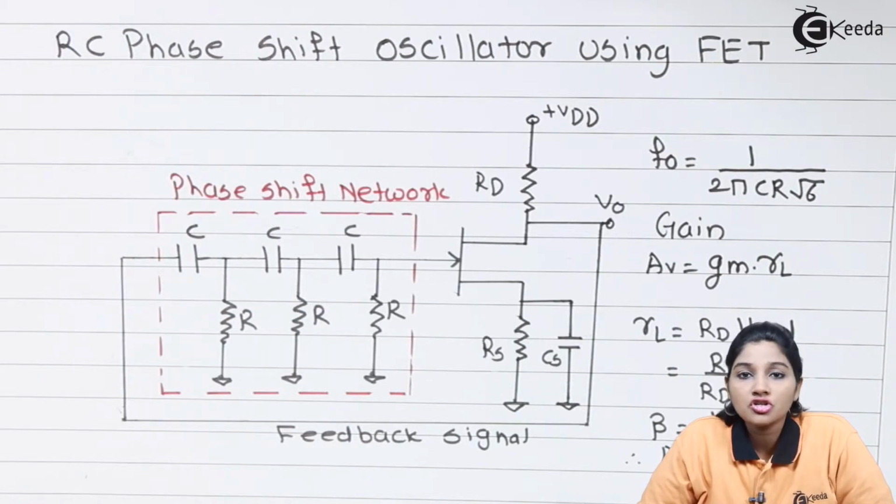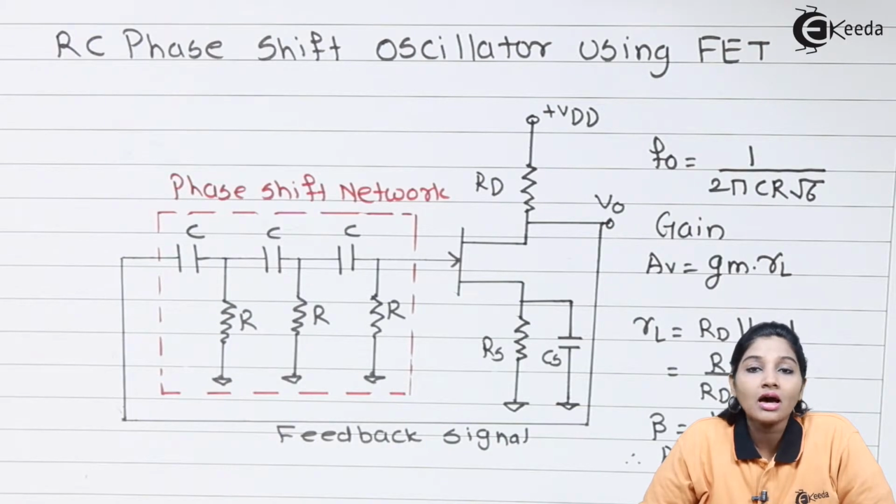Therefore, the additional phase shift is required to be provided by another network that is called the RC phase shift network. We know that each RC phase shift network provides a phase shift of 60 degrees. Therefore, if we connect three RC phase shift networks, then it provides a phase shift of 180 degrees. And if we connect this network in the feedback path, then the total phase shift around the loop becomes 360 degrees, which is equivalent to 0 degrees also. This is one way of implementing the RC phase shift oscillator by using FET.